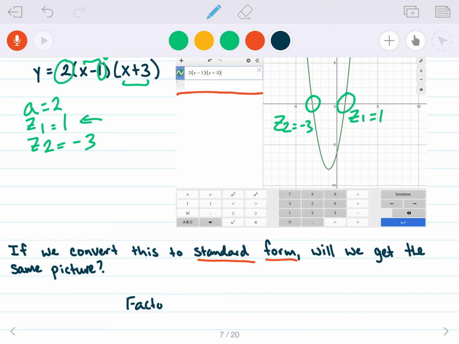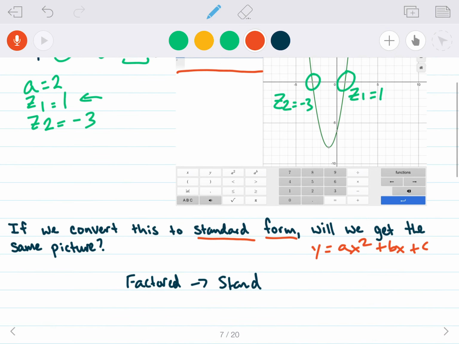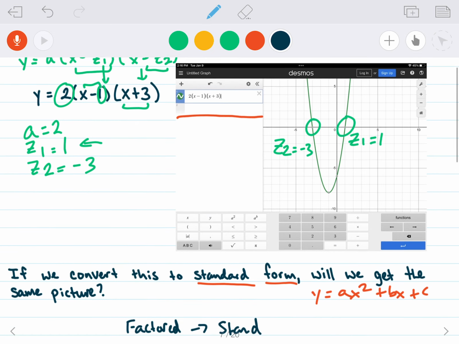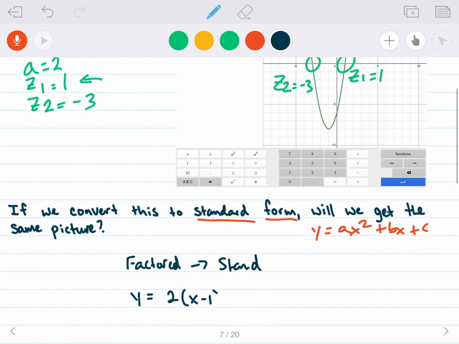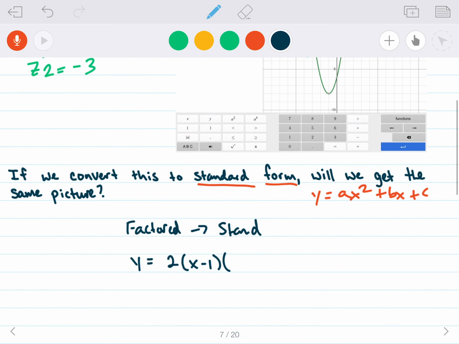If we go from factored to standard, we're FOILing it out. We're trying to expand it so that it's in the form y equals ax squared plus bx plus c. So we start with y equals 2 times (x minus 1) times (x plus 3). We want to put this in standard form, and that just means expand, multiply, FOIL. So let's FOIL these two things in the parentheses. We have x minus 1 times x plus 3. Let's FOIL it out.